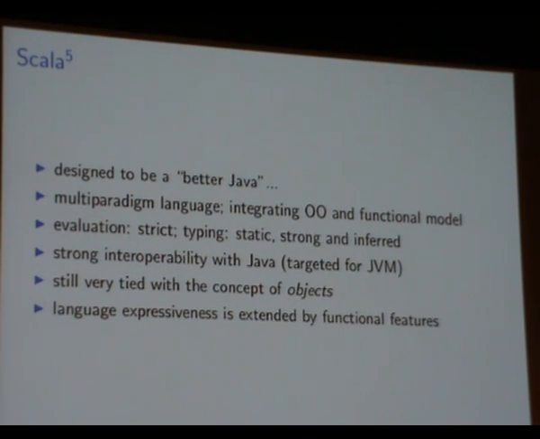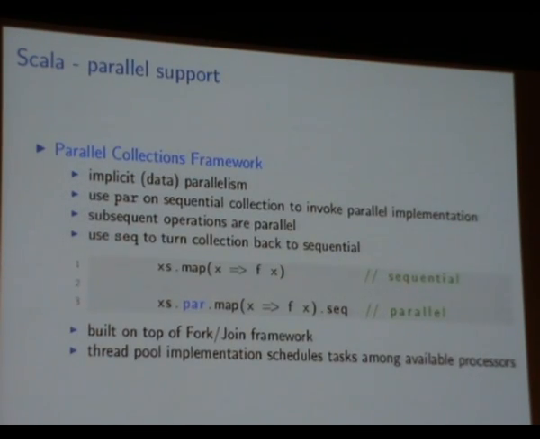So Scala was basically designed to be a better Java, multi-paradigm, and strict. One thing is it is still very tied to the concept of objects. In terms of parallel support, again, there are two frameworks in Scala. The first one is the parallel collections framework, which is mainly intended for implicit data parallelism. So in Scala, if you have a collection, most of the collections have a sub-package for parallel, and you could invoke it by doing the collection.